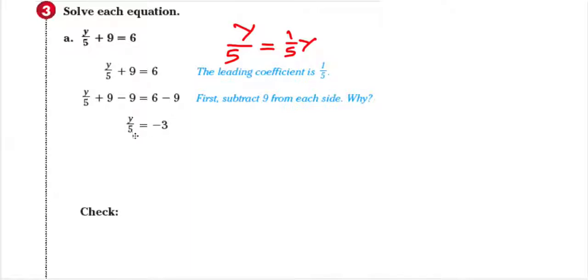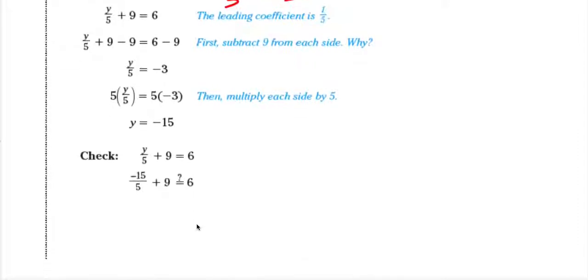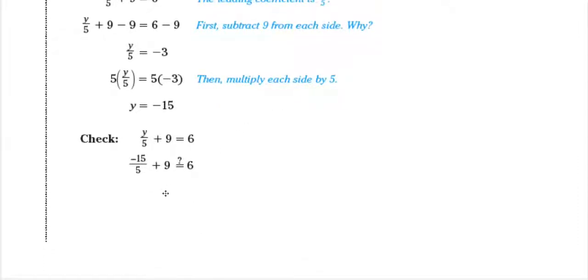Again, we know for a fact that y over 5 is a division problem, and in order to undo division, we need to multiply, to undo 5. So we multiply both sides by 5 and end up with y equals -15. Checking our answer, we simply substitute the value of -15 for y in our original equation. We now have y over 5 plus 9 equals 6. Substituting the value, -15 over 5 plus 9, is it equal to 6? And indeed it is. We've checked our equation, therefore the solution is -15.